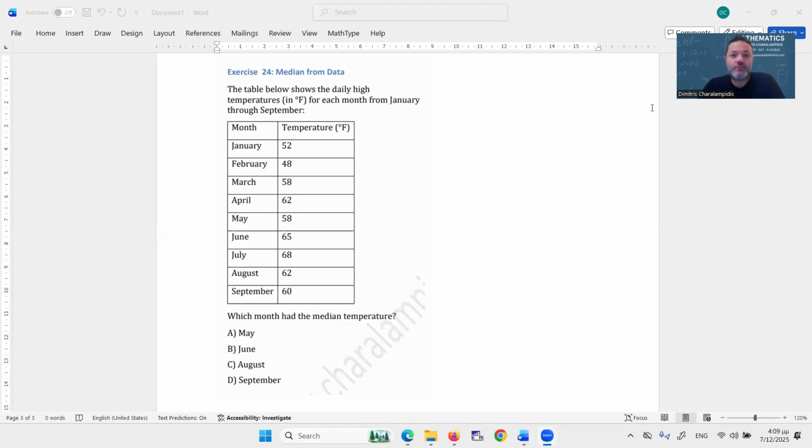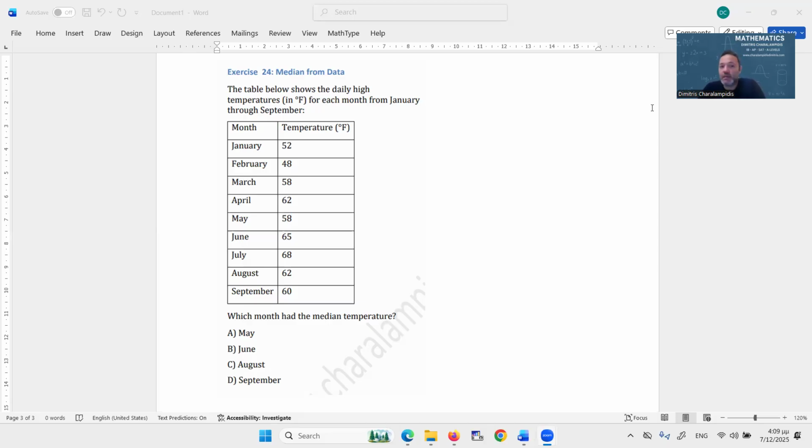Exercise 24. Median from data. The table below shows the daily high temperatures in Fahrenheit for each month from January through September. So we have on January a temperature of 52 degrees, on February 48, March 58, and so on. Which month had the median temperature?